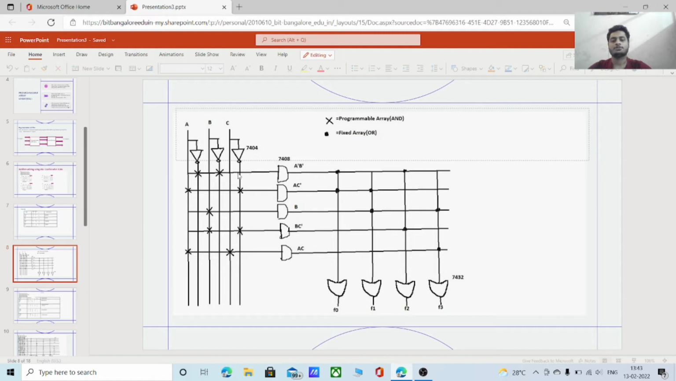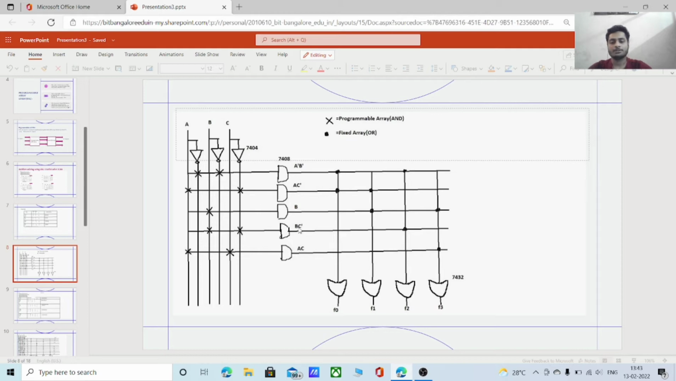We use a separate AND gate for each term. The first term is A complement into B complement, so we cross mark A complement and B complement, and connect it to an AND gate. So the output is A complement into B complement. The second term is A into C complement, so we made connections at A and C complement. So the second term is A into C complement. The third term is only B, so we make connections for B. So the term is B.